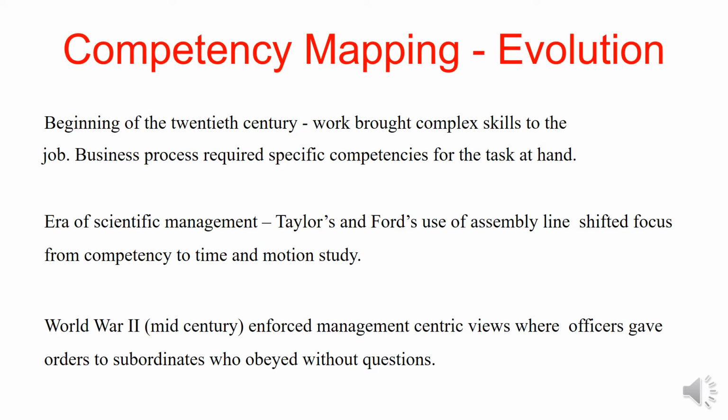Evolution wise, at the very beginning, we as human beings, as a race, were into agriculture livelihood. Everything was based on agriculture. But as life progressed, we moved from agriculture to production to mass production to industrial production, and by the beginning of the 20th century, complex skills evolved in the job. Business processes required specific, I repeat, specific competencies for the task at hand. People were getting specialized into a certain domain.